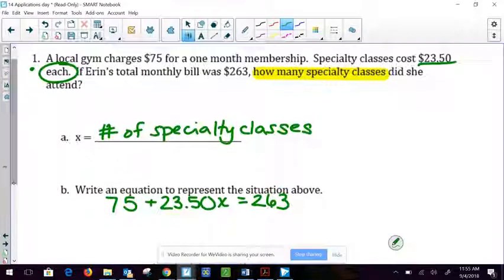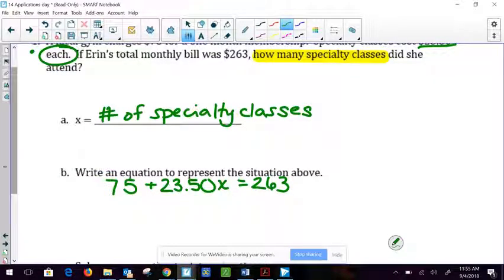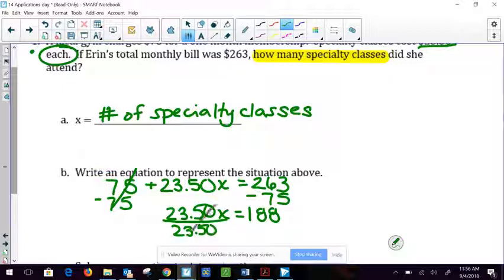From there, what we're going to go ahead and do is we're going to solve our equation. So I'm going to look for the part that does not have a variable, which is the 75. So I'm going to minus 75 to both sides. When I do that, I have 23.50x is equal to, this is where having a calculator can make your life a little bit easier. But if you go ahead and subtract that out, you find out that it's equal to 188. Final step, divide both sides by that 23.50. And it turns out that Erin went to 8 specialty classes. Did you label your question like I labeled mine? Remember, we always label our answers.